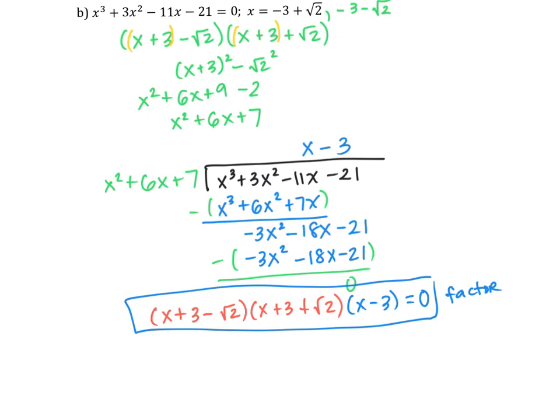Okay, if they ask me for the zeros, what are the zeros? My zeros were x equals negative 3 plus or minus root 2. And then if I solve the new factor x minus 3, I would get positive 3 as my third zero. So I got 3 zeros for my degree 3 function, which seems reasonable.